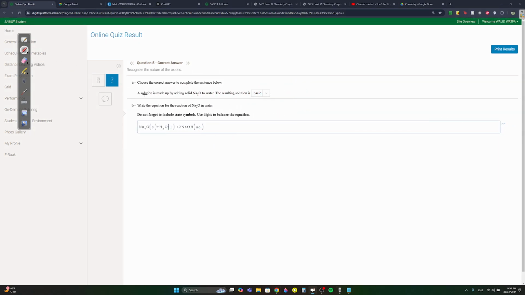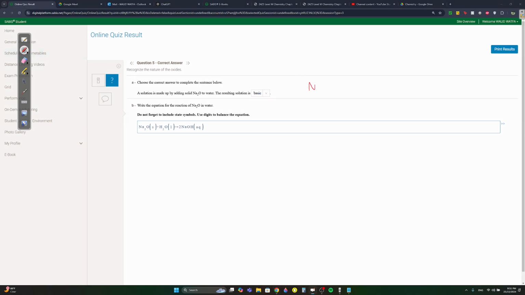Question 5. A solution is made by adding solid Na2O to water. What is the resulting solution? Na2O is a metallic oxide. Hence, it's a basic oxide. Hence, when you add water to it, you're going to get a basic solution. Write the equation for Na2O and water.